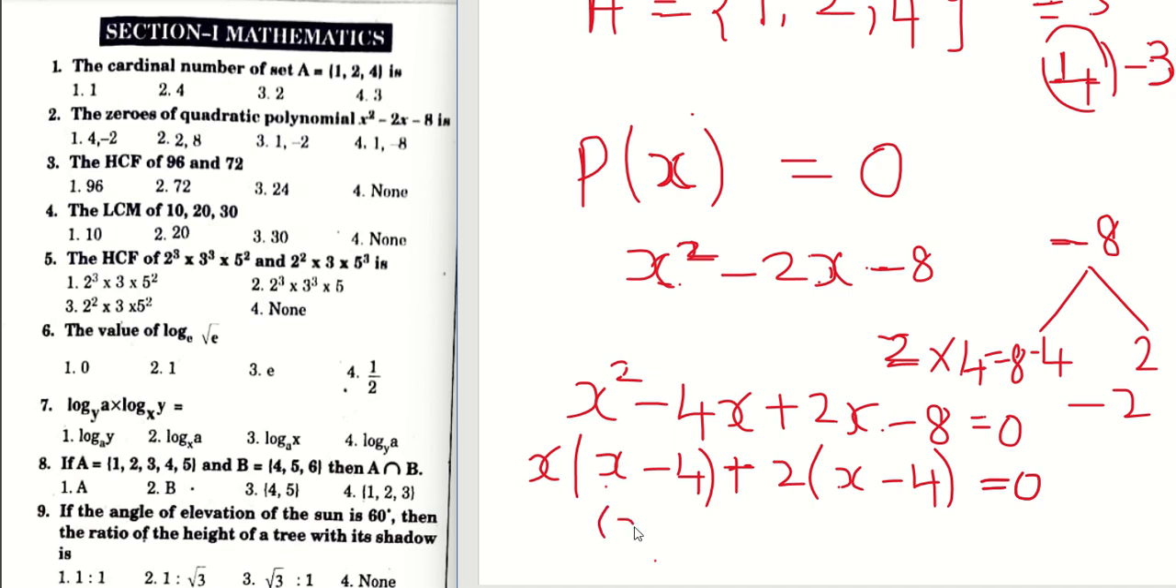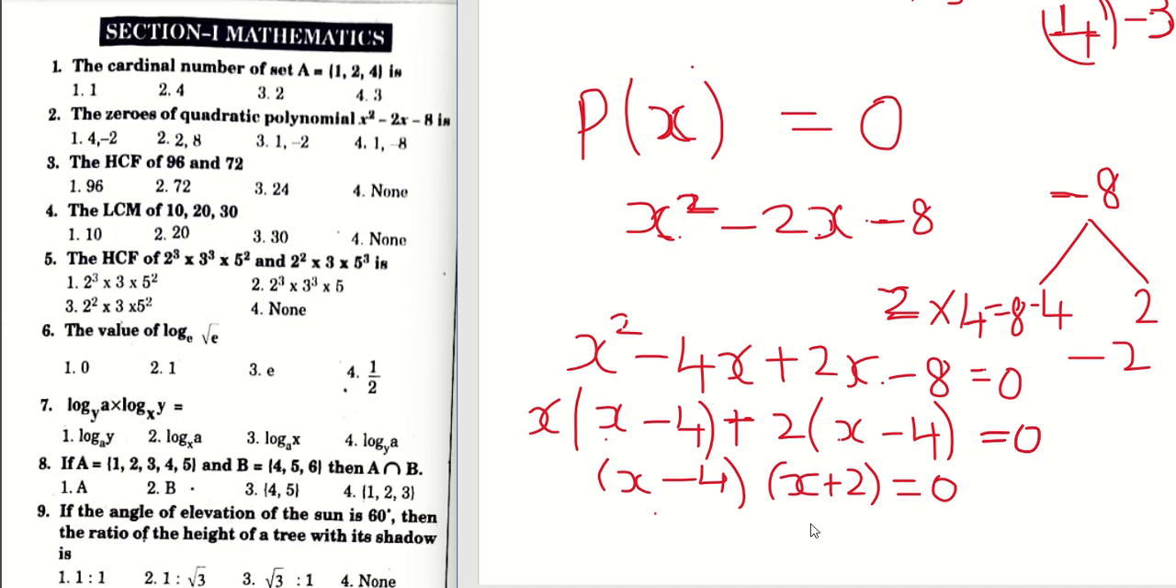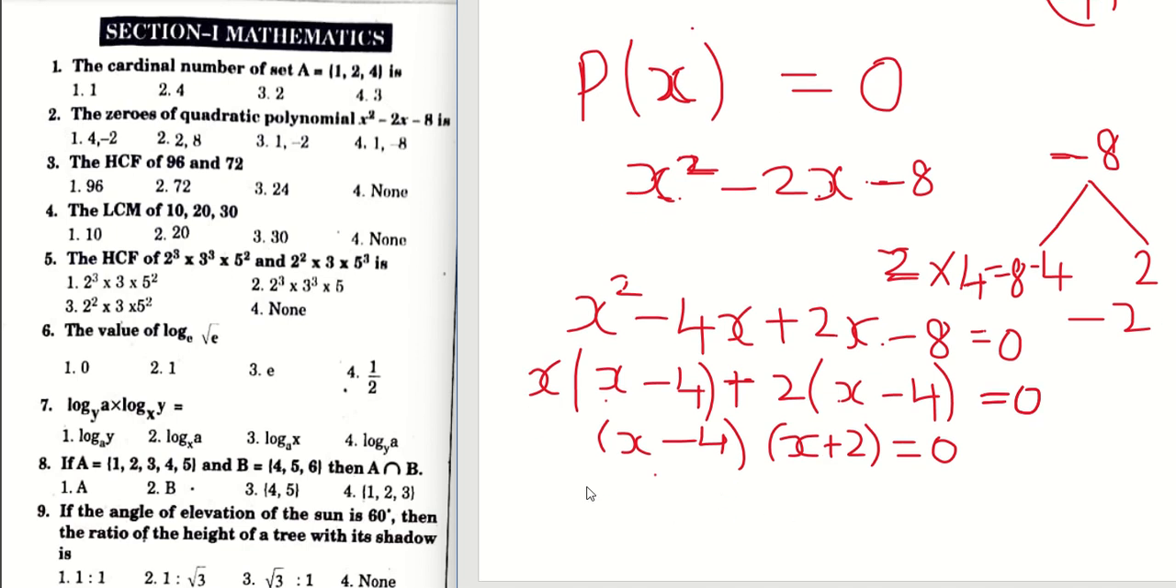So what I'm doing over here? x minus 4 I have taken out. Then what is the rest over here? x plus 2. x plus 2 equal to 0. So what are the values you will get for x now? We'll get x minus 4 equal to 0. Obviously, what is x now? x is equal to 4 because minus 4 will go to the other side as plus 4. Same way, x plus 2 equal to 0.